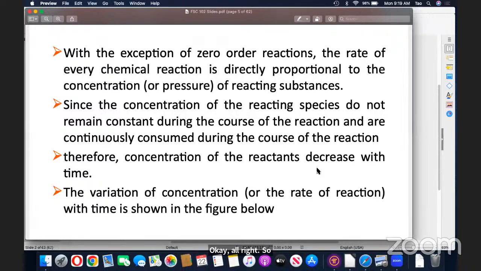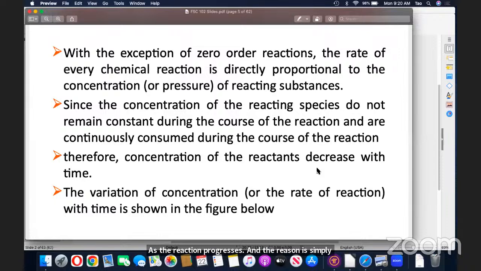Now, the concentration of reacting species does not remain constant in the course of the reaction, because when concentration changes, the rate of reaction will also change. So when a reaction commences, concentration will start decreasing. That means the rate of reaction will not remain constant. For some reactions, the rate of reaction will change as the reaction progresses, simply because the concentration of the reactants is also changing.